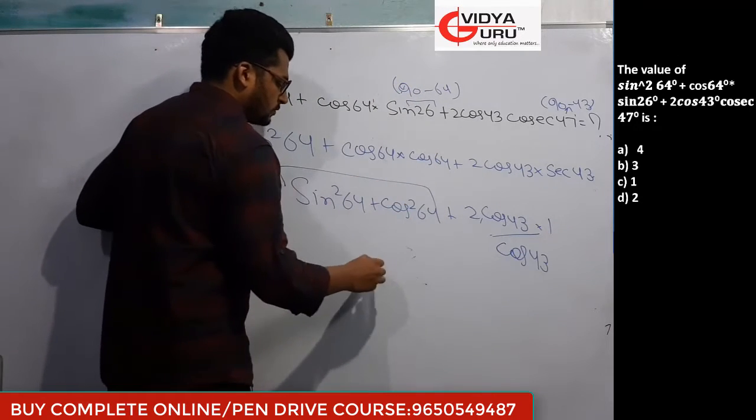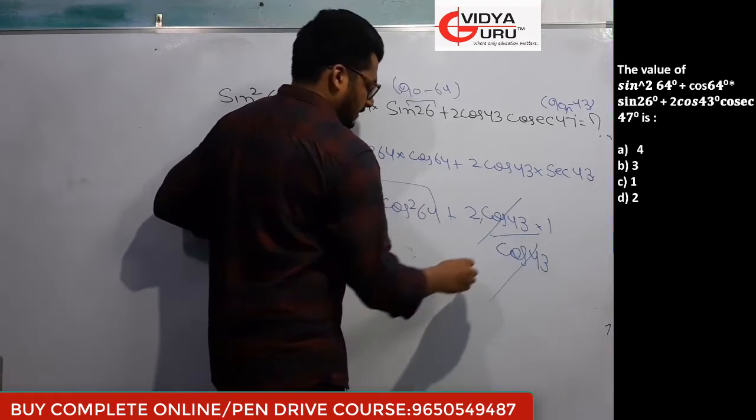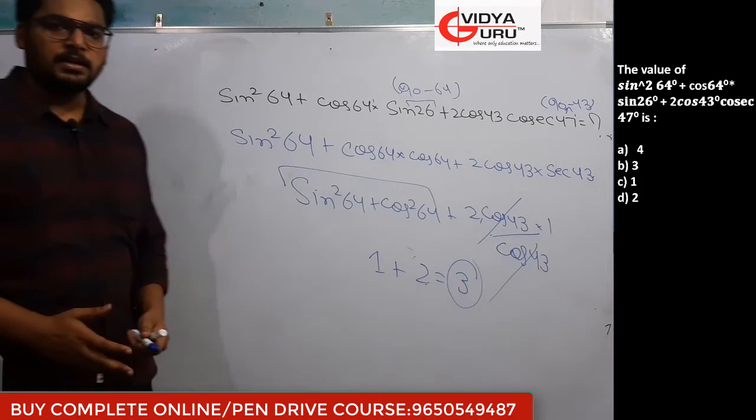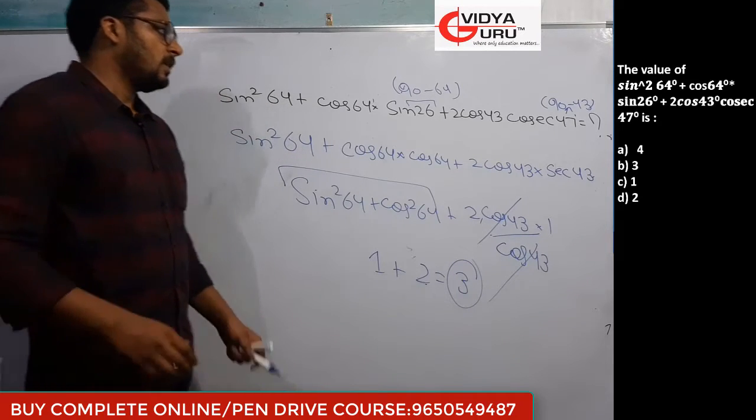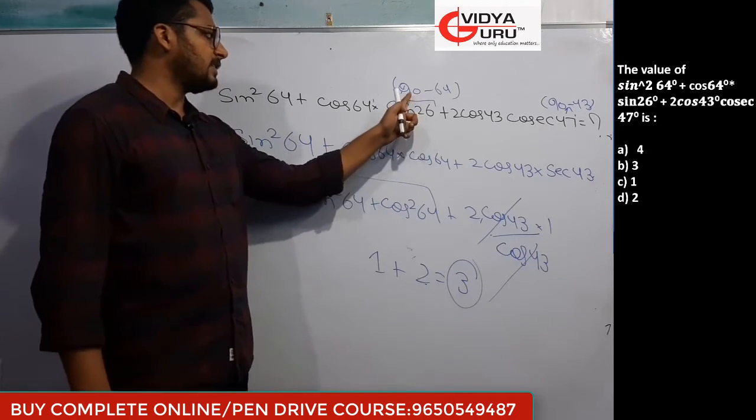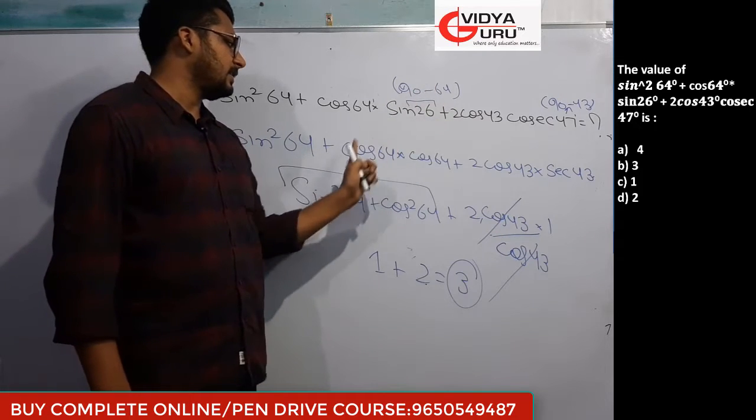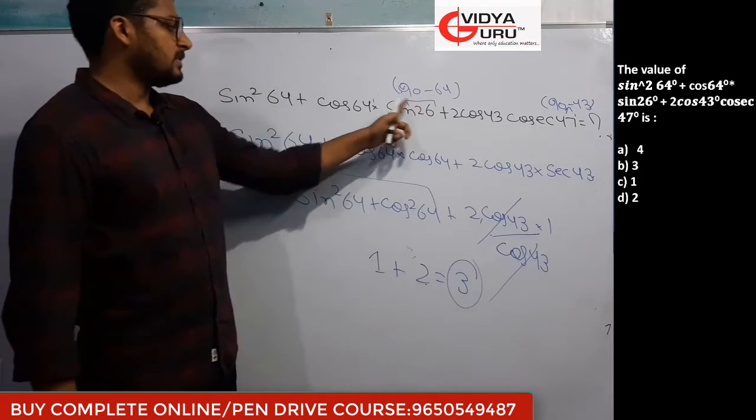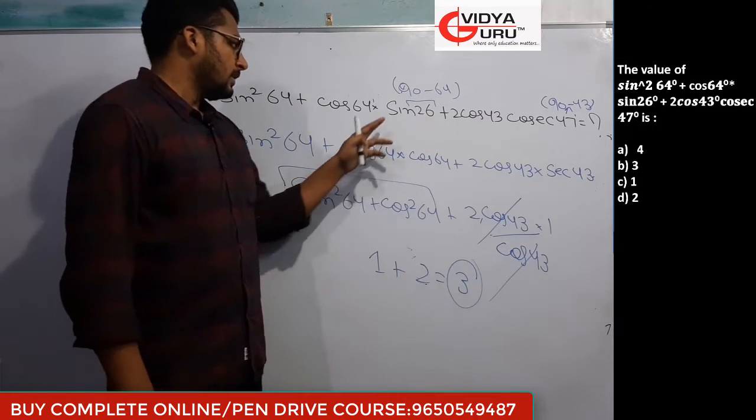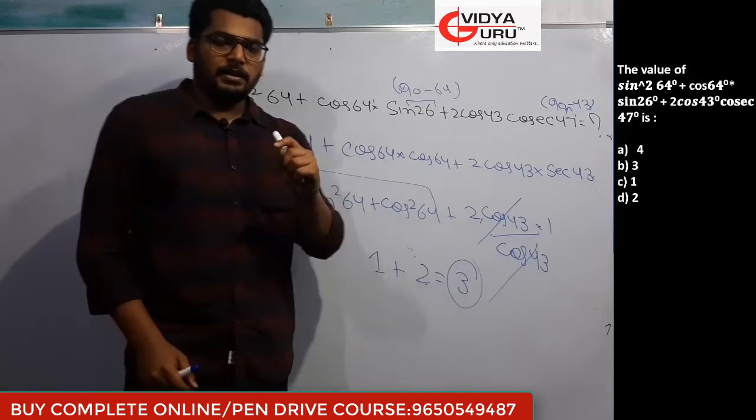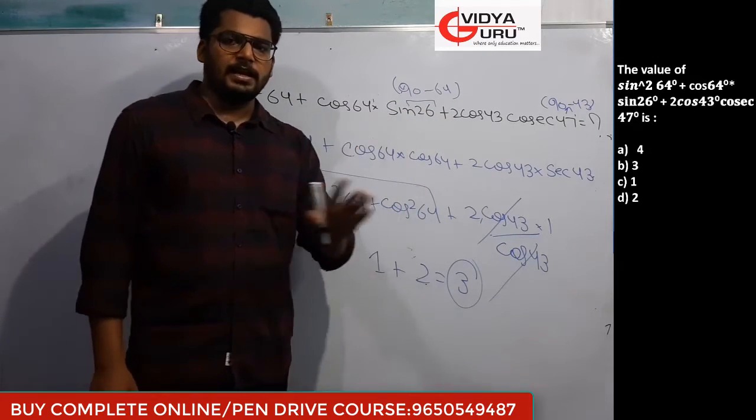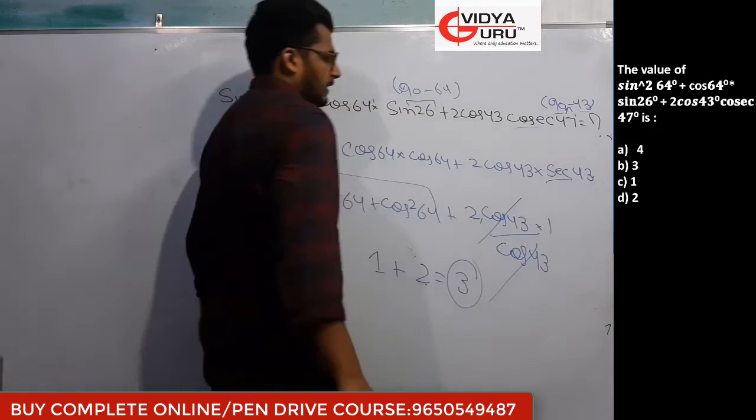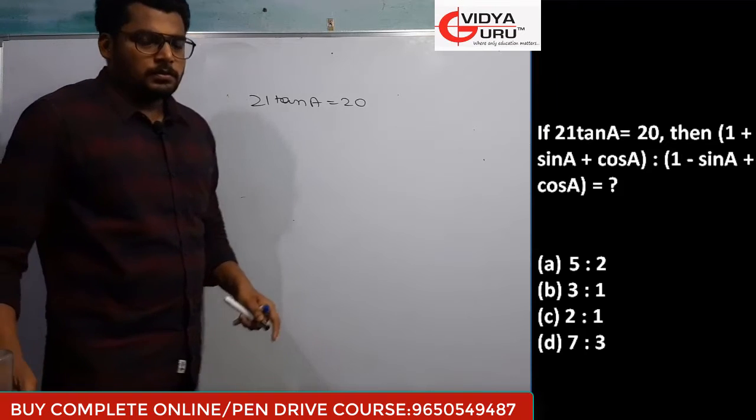Sine square theta plus cos square theta is 1. This will be cancelled out, so 2 will be left. So 1 plus 2 value is 3. So option number B is the correct answer of this question. I have just converted 26 into 90 minus 64. Sine (90 minus theta) is cos theta. Sine will not change in the first quadrant because every sine, cos, tan, everything is positive. Same way here, cos (90 minus theta) will be sec theta, and it will also be positive.